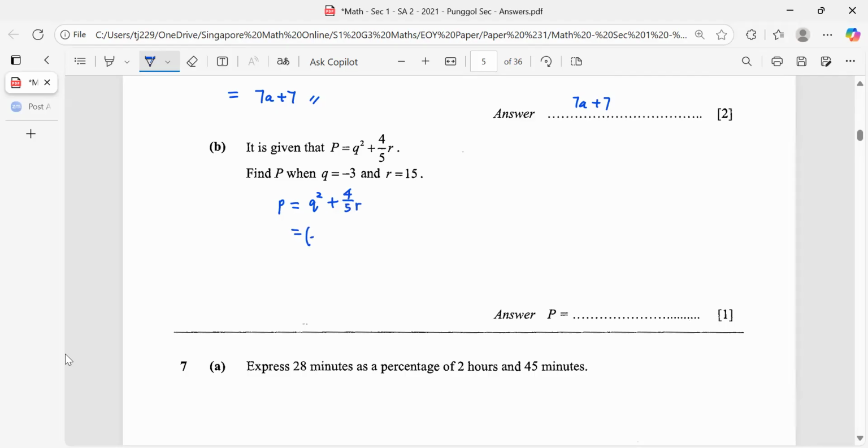So Q squared means that we have to bracket the -3 that we are substituting. Okay. Square it. Okay, now let's simplify. So pressing -3 bracket, square into the calculator, we end up with 9. 4 out of 5 multiplied by 15, we get 12.